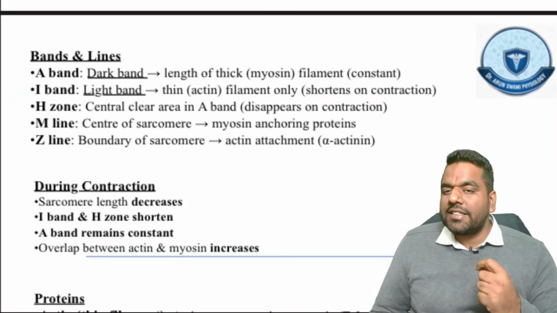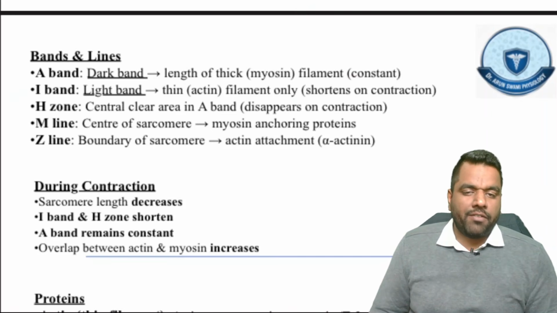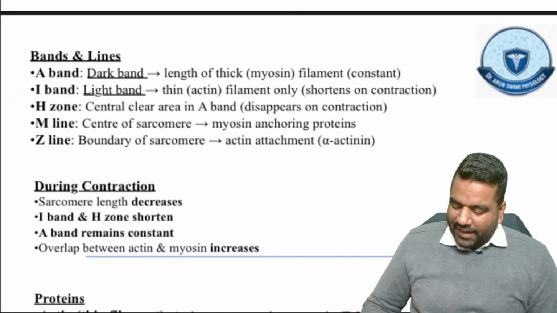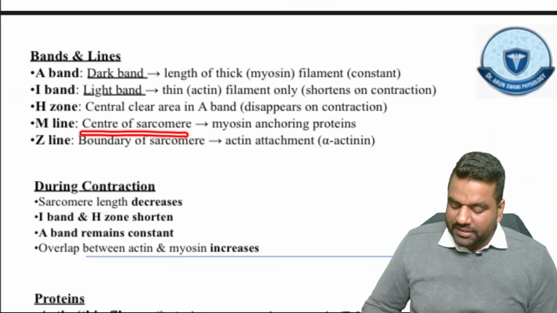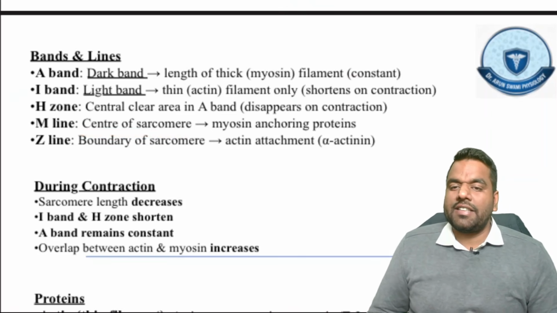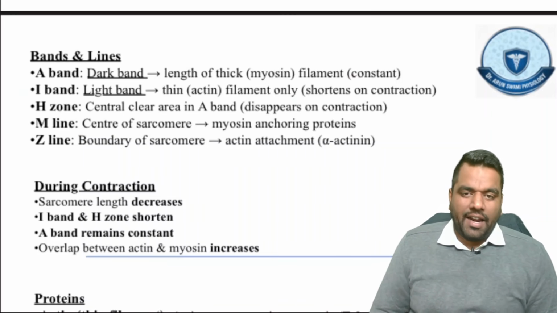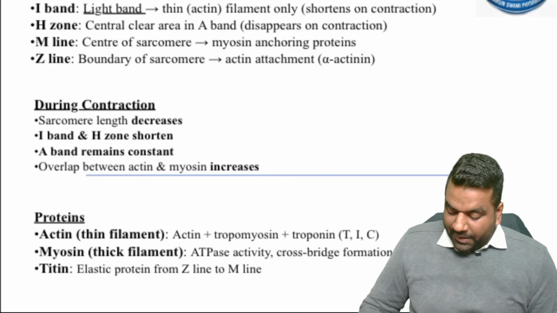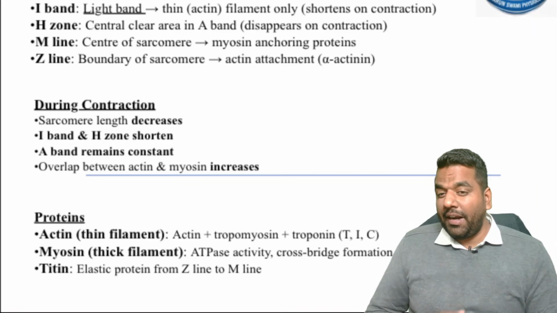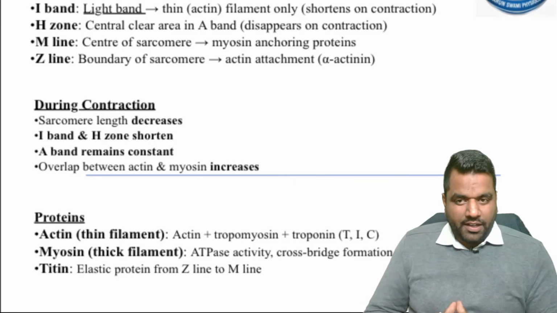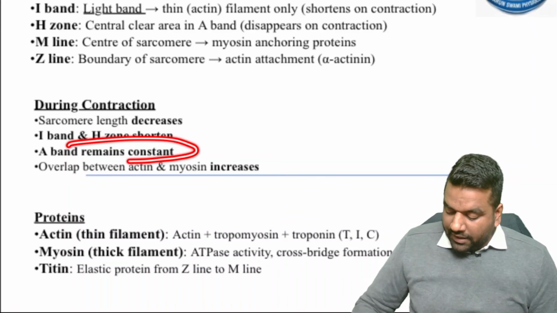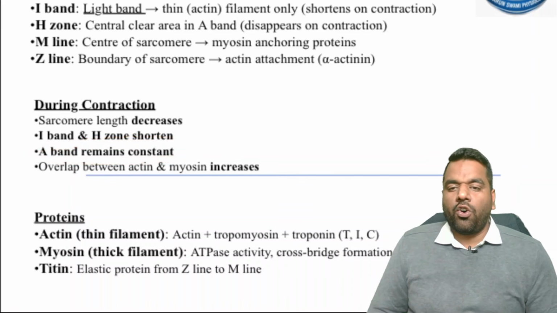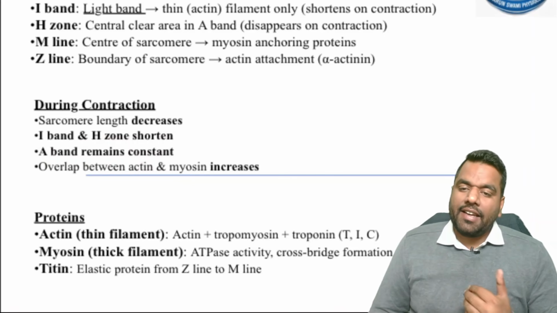H zone is the central clear area in the A band, which disappears during contraction, and M line is the center of the sarcomere, and Z line is the boundary of the sarcomere. And now during the contraction, sarcomere length will be decreased, I band and H zone will be shortened, but A band will remain constant, and the overlap between actin and myosin increases.